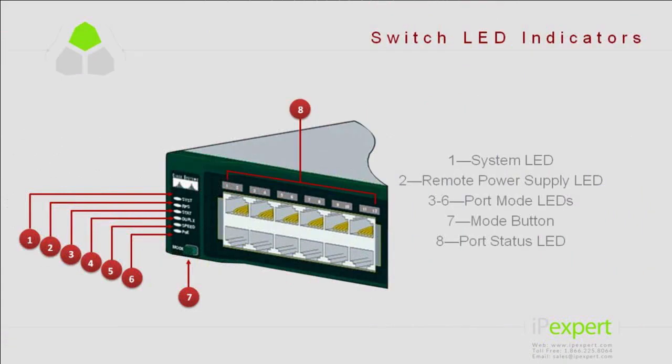Now, when we look at the front of a switch, we're going to see a series of LEDs. Let me grab a pen that's actually going to show up here. We see different LEDs. So notice the first LED is the system LED. That's this first one right here. And it's going to give us statuses about different pieces of equipment or different things inside the system. For instance, 2 is going to tell us about the remote power supply. 3 through 6 is going to let us know about port mode LEDs. It's going to also have mode buttons so that we can alter the configuration of it.